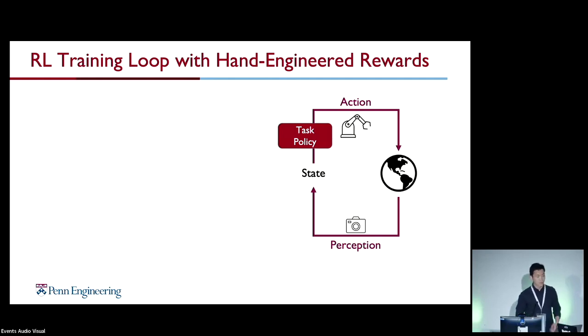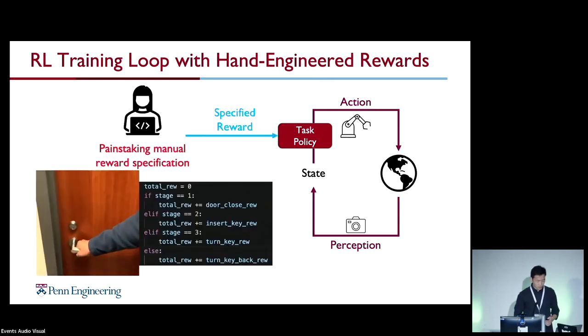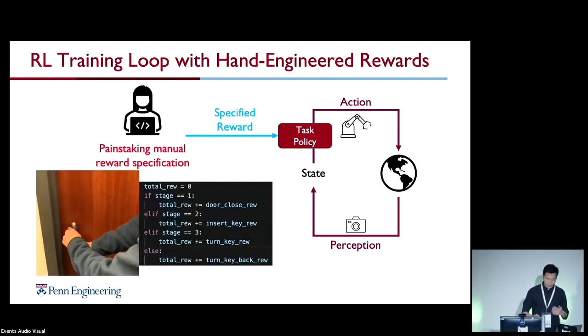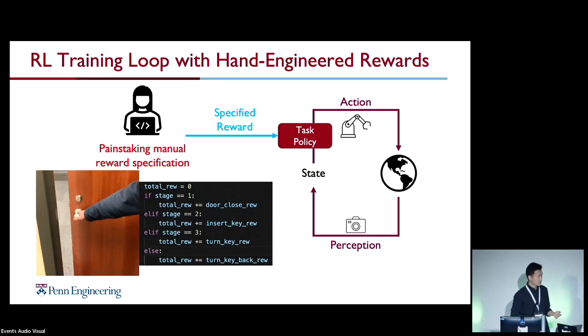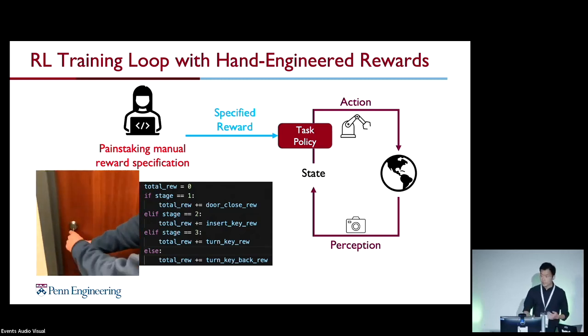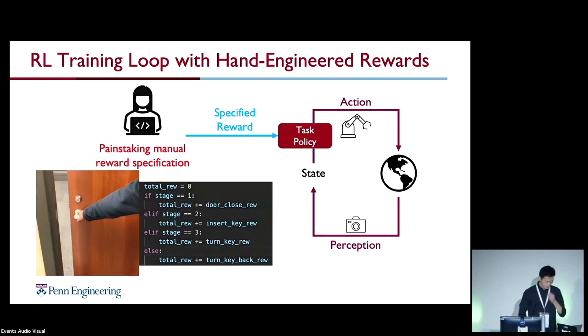But first, what's the typical way of specifying a task to a robot? Here's a common picture of a perception action loop, where perception produces state estimations, which then drive action decisions. In reinforcement learning, an engineer will usually write a dense reward function to specify a task, but this requires painstaking effort, and it must be repeated for every new task.